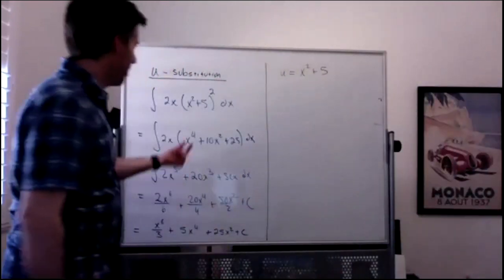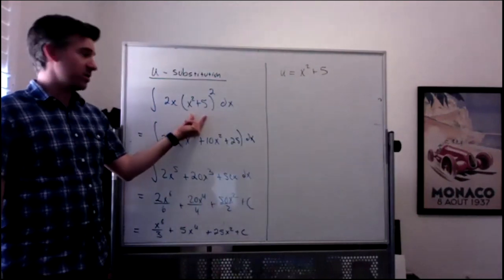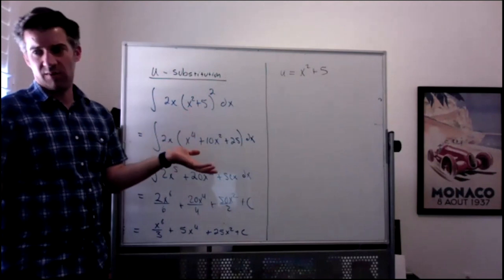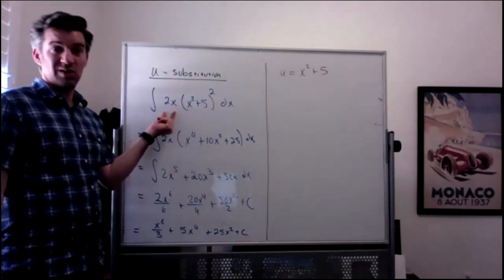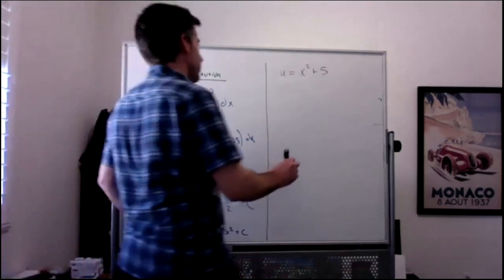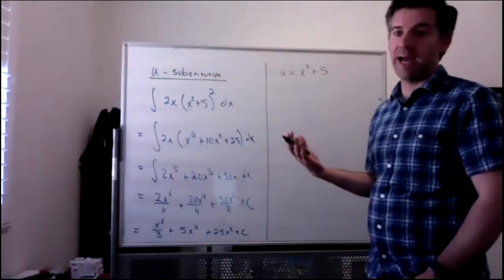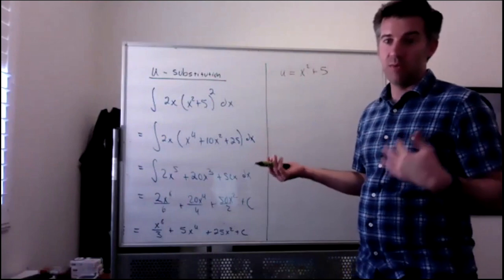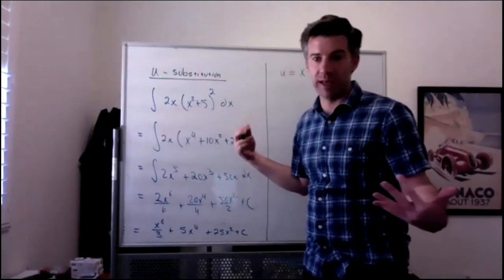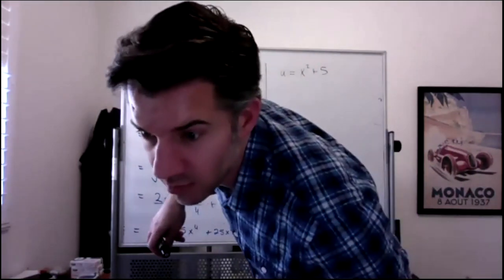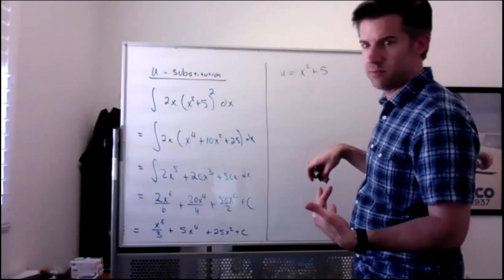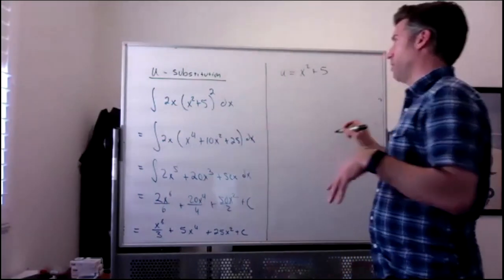Because one, x squared plus 5 is stuck inside another function, right? It's being squared. And two, more importantly, its derivative, which is 2x, is also showing up. So here's what we're going to do. I think of this as a translation problem. We are translating this integral from the language of x to the language of u.